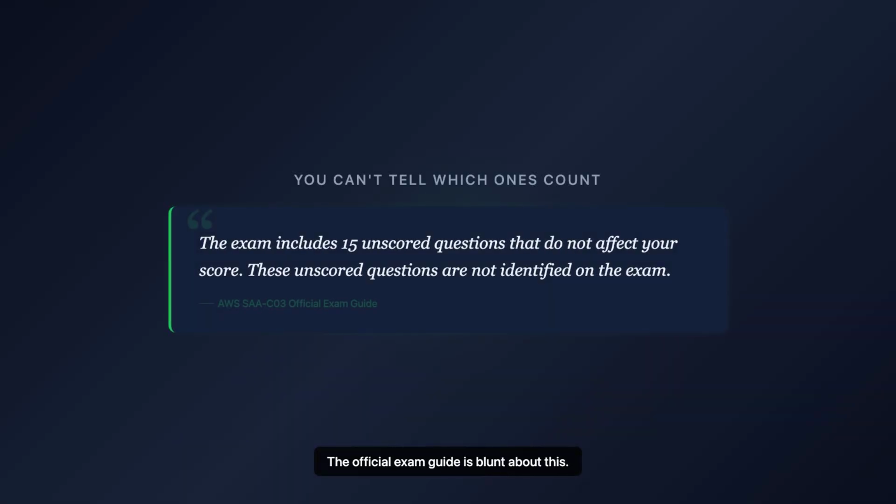The official exam guide is blunt about this. It says the exam includes 15 unscored questions that do not affect your score, and that these questions are not identified on the exam. So you have no way to know which ones count and which ones don't. The practical takeaway is simple. Treat all 65 as if every one of them matters, because for you, they effectively do.